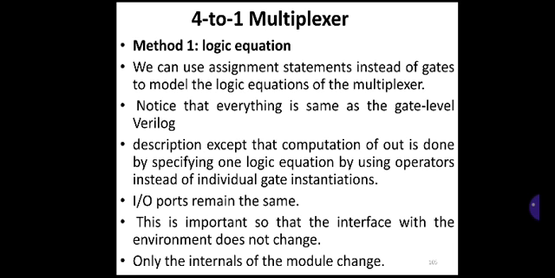So this is the Boolean expression. Using this Boolean expression, we can write the data flow model for the 4:1 multiplexer using a logic equation. We can use an assignment statement instead of gates. In the previous 4:1 multiplexer, using gate level modeling, we used predefined primitives. But in data flow modeling, we are going to use operators instead of gates to model the logic equation of the multiplexer.